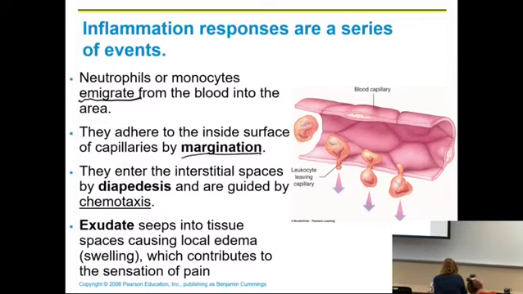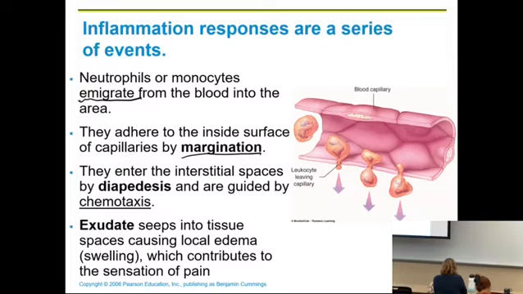Margination, which I think some of these were vocabulary terms before. Margination is where instead of just zipping by, they put the brakes on. They start to adhere, right? They start dragging their leg. They put the kickstand down. They start slowing down and adhering to the wall of the blood vessel at the site of infection.